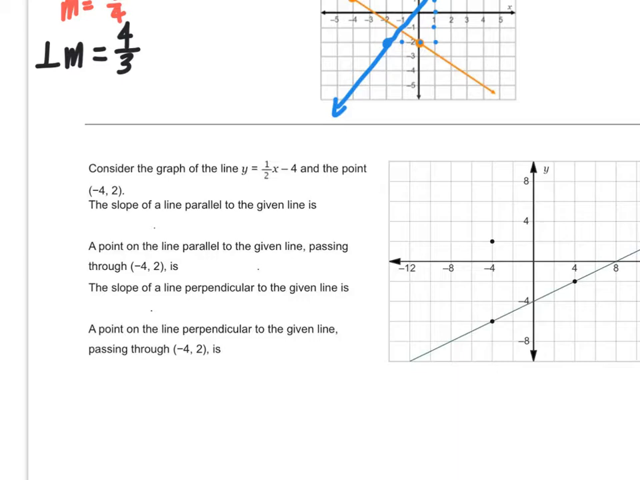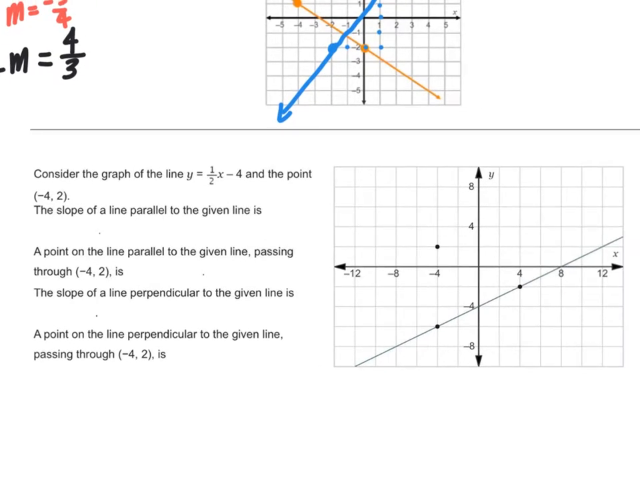Now, on this one, it's asking us to consider the graph of the line y equals 1/2 x minus 4. And that's over here, this line right here. It says that the slope of a line parallel to the given line would be the value here, that's 1/2. So I know that my slope would be 1/2. And then it says a point on the line that's parallel to the given line would be what?